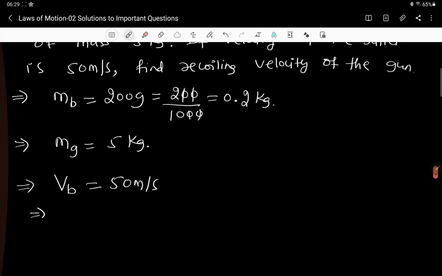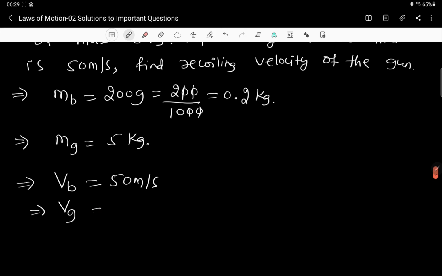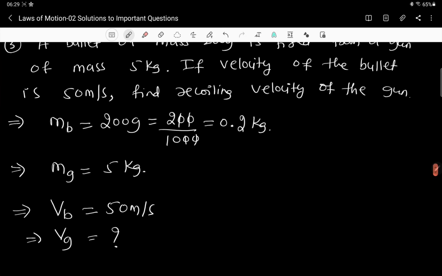Now they are asking about the recoiling velocity of the gun, that is equal to question mark. All right, let us try to analyze this. For example, let me draw a gun here. This is the schematic diagram of a gun, and in this gun there is a bullet. Once you trigger this, what will happen?